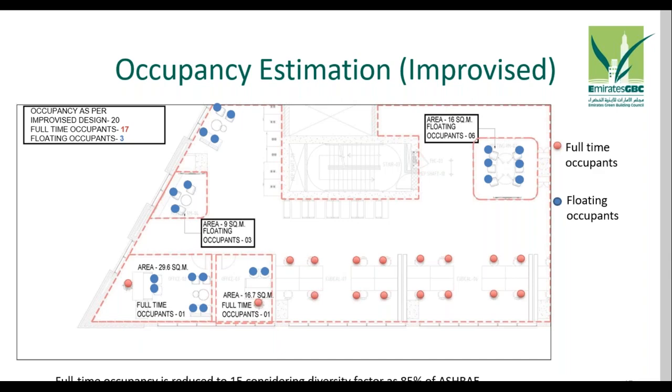For reference, I am just giving the standard. It talks about the equation in ASHRAE section 6.2.6.2, so it's the time averaging section 6.2. So the initial occupancy was 39. When we applied ASHRAE 6.1, the occupancy turned out to be 24. And when we applied the time averaging method further, it was brought down to the level of 20.